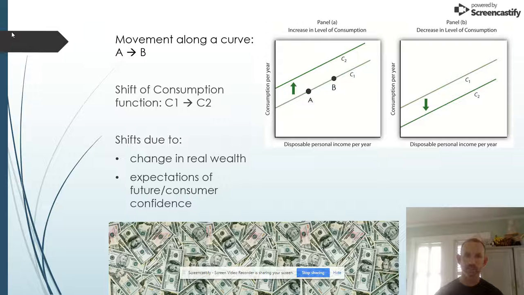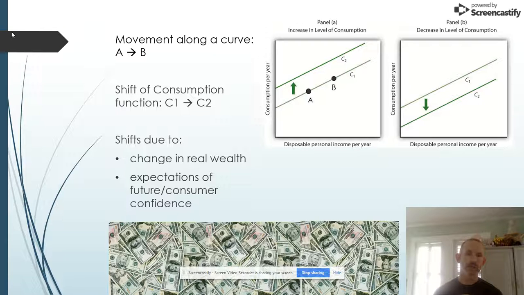A shift of the consumption function means at all levels of income you would spend more. So C1 shifts all the way up to C2. That's a shift of the curve. That could happen basically due to two things. One would be change in real wealth. So that can happen just over time as you accumulate more and more savings. You have retirement savings built up. You start to feel wealthier just because you have this money put away. People will spend more, or if you inherit a bunch of money that increases your real wealth, you'll spend more.